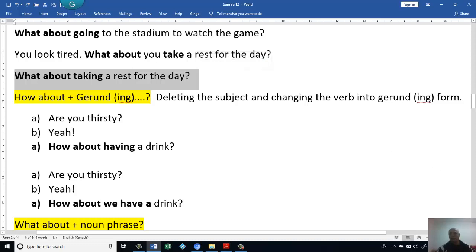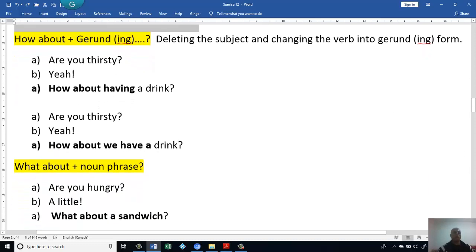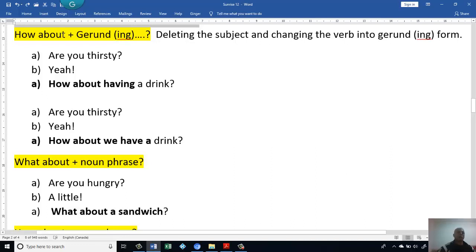Okay, let's go to the second kind of making suggestion. We say, "How about?" Then we have a gerund, then we continue with the sentence, and then a question mark. Sometimes, as we said, we delete the subject. As we delete the subject, we have to change the verb into a gerund, or what we call the ing form. Let's look at a conversation between two friends. Friend A: "Are you thirsty?" Friend B: "Yeah." Then friend A makes a suggestion: "How about having a drink?"